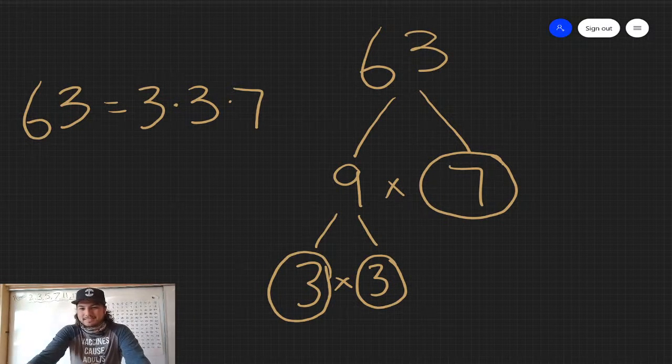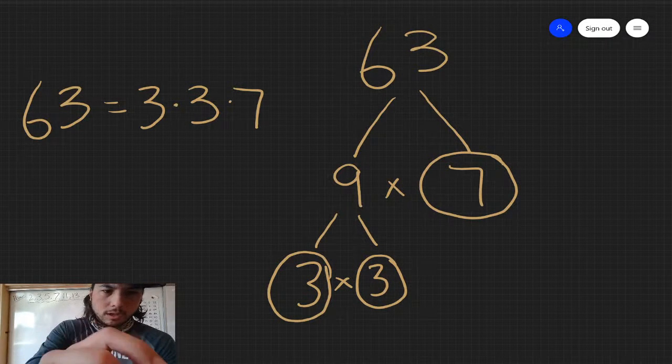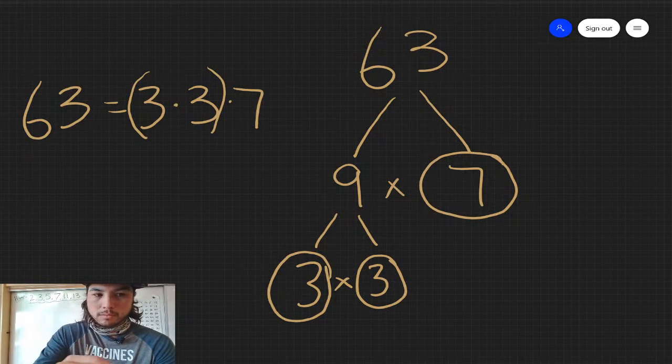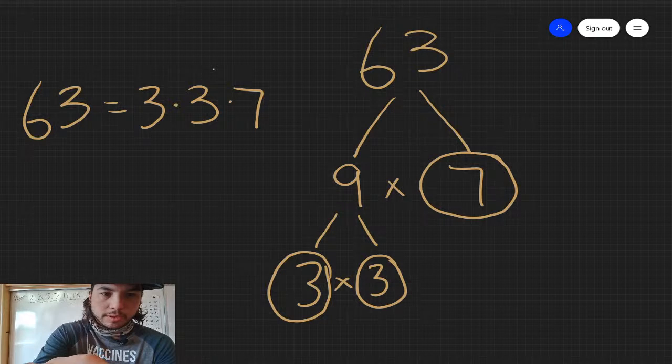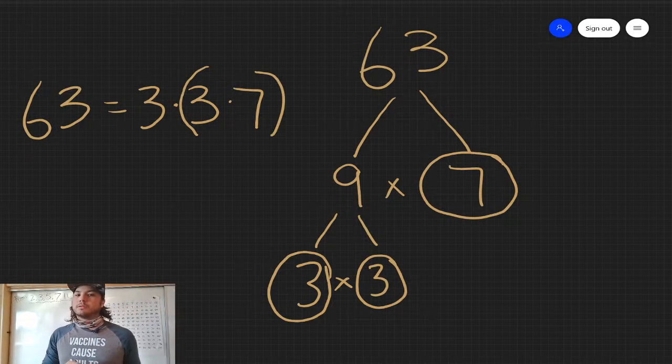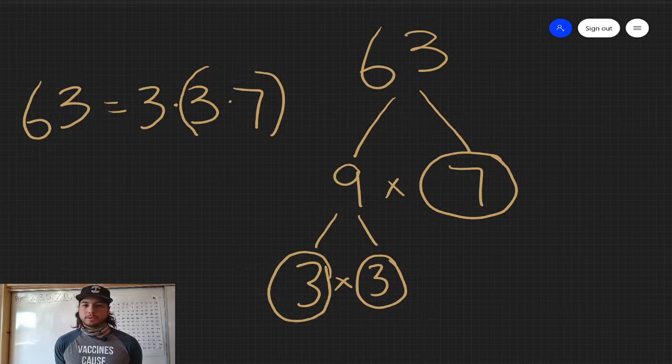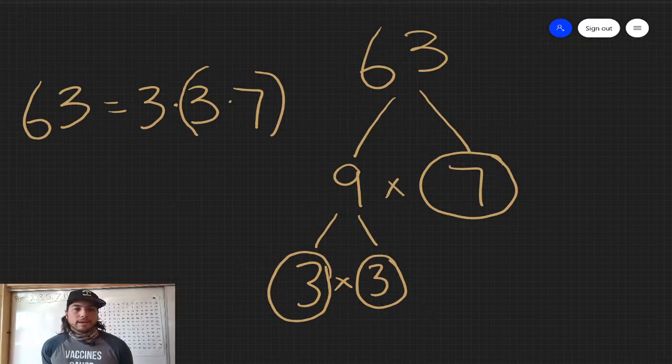I think it's interesting that some people, if you've picked up on it, you could work backwards. Think about, well, if we put parentheses here, let's say, to make 9 times 7, what if we put parentheses here and do the 3 times 7 first. What does 3 times 7 equal? And does 21 times 3 equal 63? You bet it does.